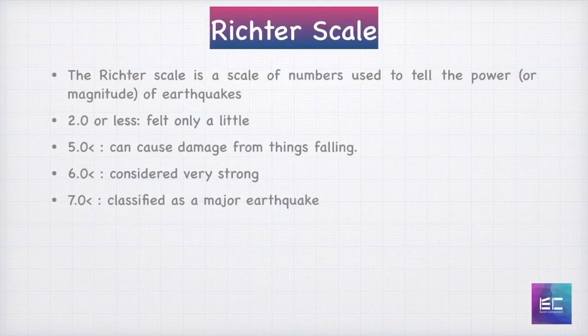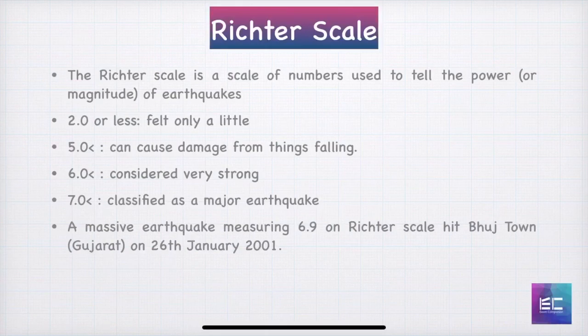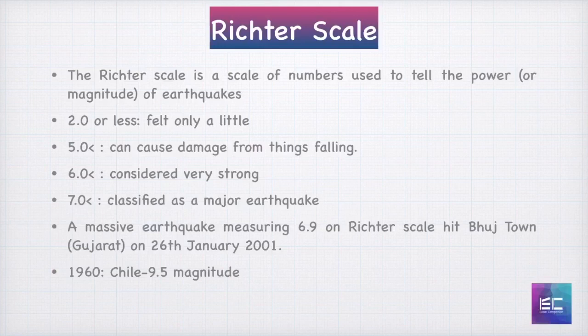buildings and monuments. An earthquake of magnitude 6.9 hit Bhuj town in Gujarat in 2001, and a lot of people died because of that earthquake. Also remember that the most powerful earthquake ever recorded was of magnitude 9.5 that hit Chile in 1960. You don't have to memorize the last point because it's not given in NCERT. I've just told you for the knowledge.